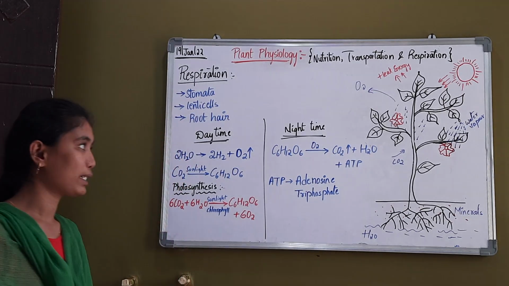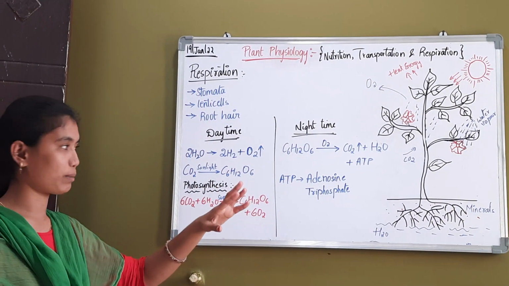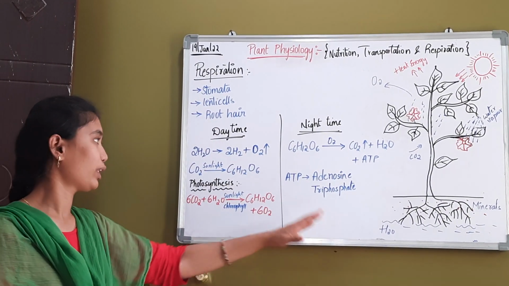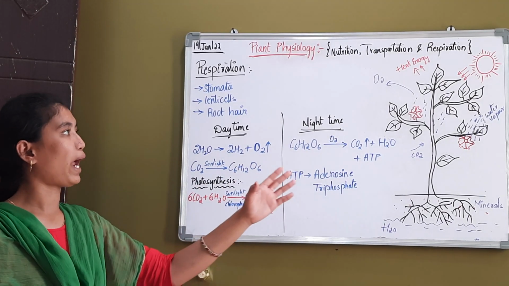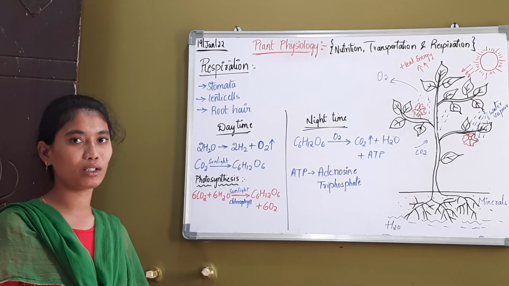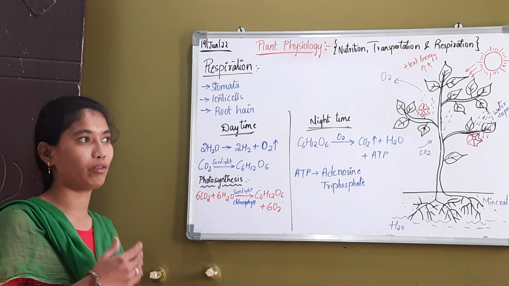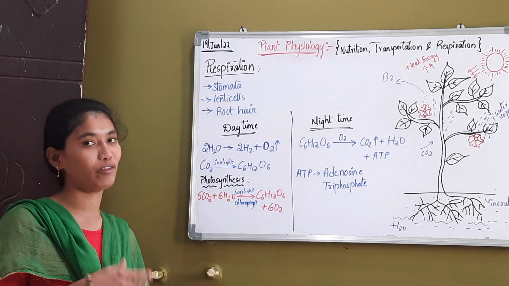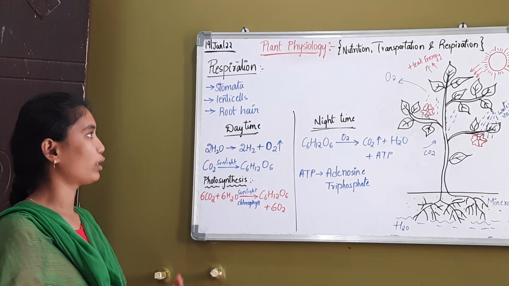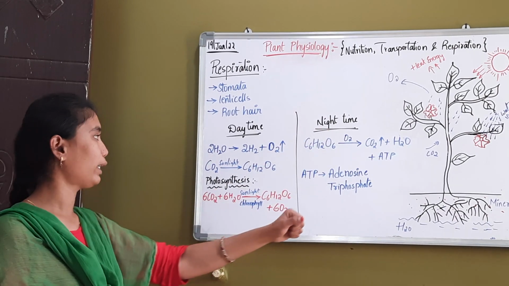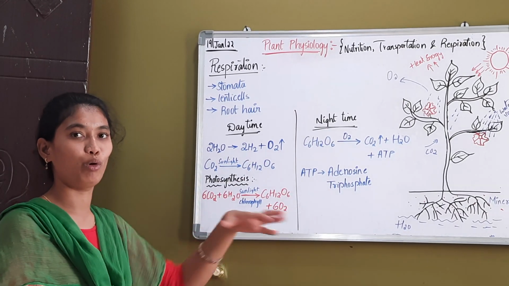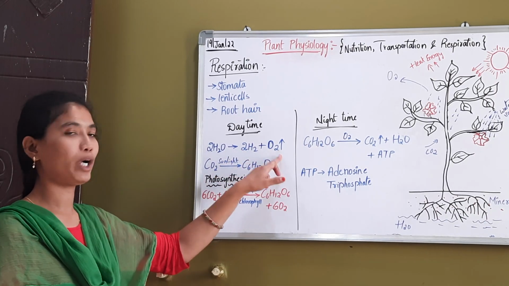Now let us discuss how respiration takes place in daytime and night time. In daytime, the plant is exposed to the sunlight, right? So it takes the oxygen and releases the oxygen, it takes the carbon dioxide and releases the carbon dioxide. When the plant is exposed to the sunlight, the water molecule is broken down into 2H2 and O2.